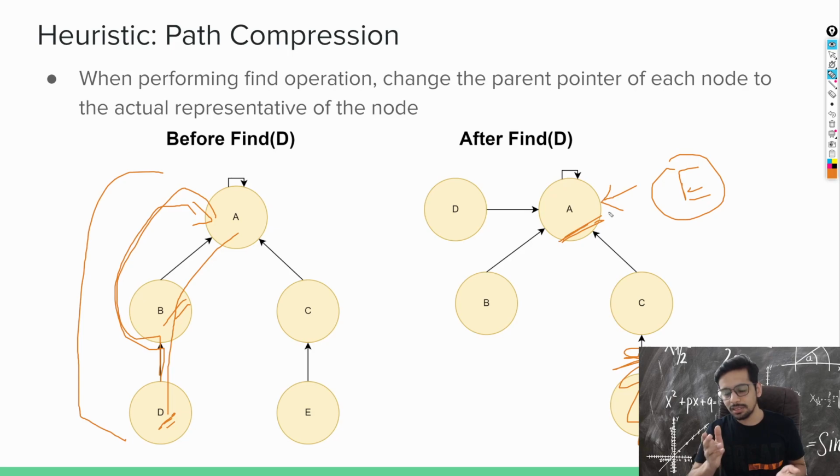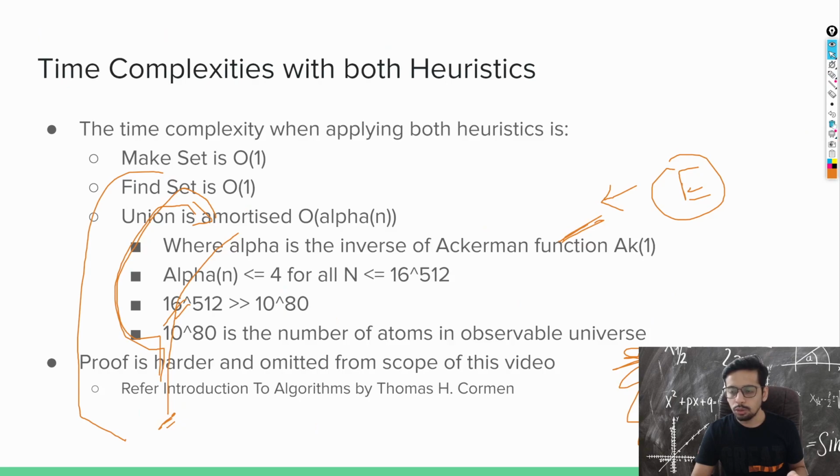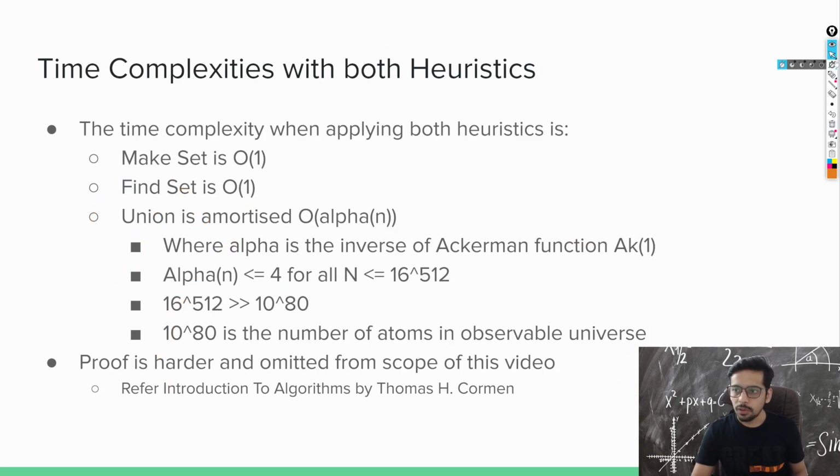And when you implement a structure with both these heuristics together, your complexity reduces to something very small. Your make set becomes O of 1, union becomes O of 1, and find is amortized big O of alpha n.